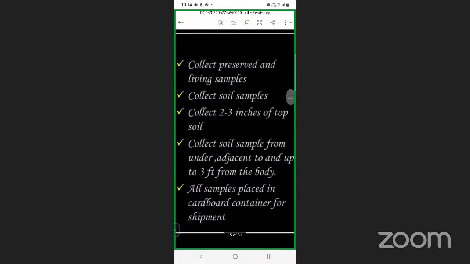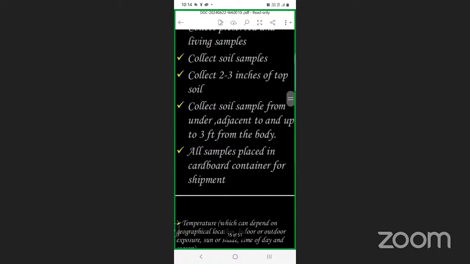Whenever there is an investigation, they will collect living samples by method, and collect soil samples, collecting 2 to 3 inches of topsoil.